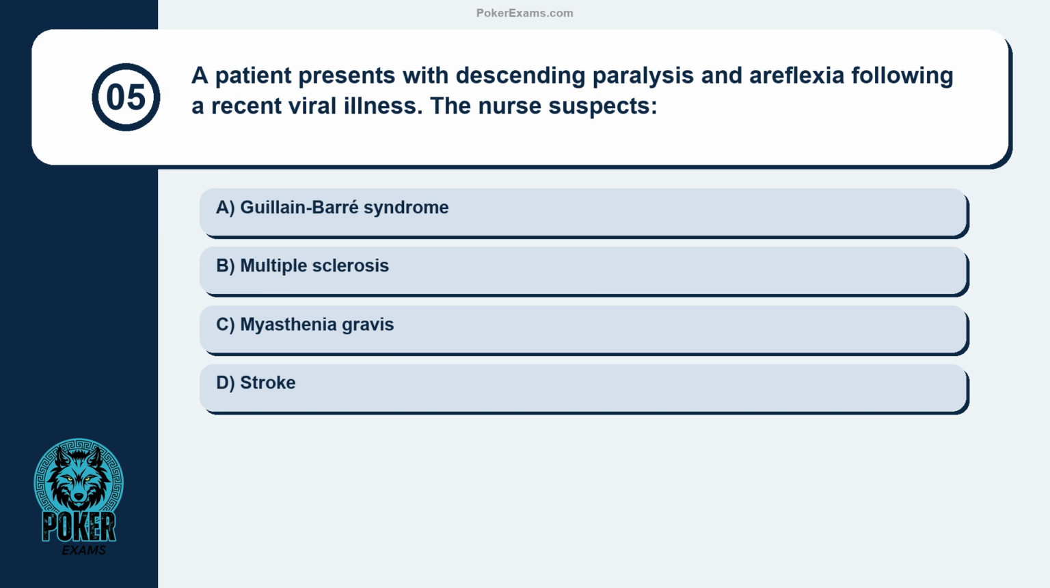Question 5. A patient presents with descending paralysis and areflexia following a recent viral illness. The nurse suspects Guillain-Barré syndrome, multiple sclerosis, myasthenia gravis, stroke.